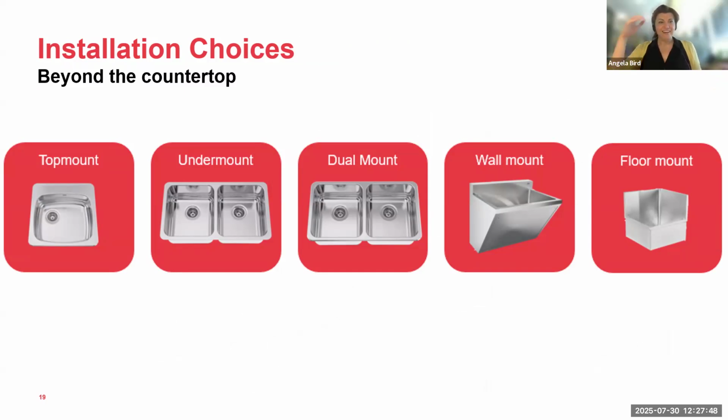There, Zach. Thanks. So installation choices go beyond the countertop. You've got top mount, undermount, and dual mount. And a dual mount sink is basically a top mounted sink with a very flat ledge that you can actually undermount. So it kind of opens up the door to a lot more options for you. Got sinks that are mounted to the wall and some on the floor. And I guess some on legs.